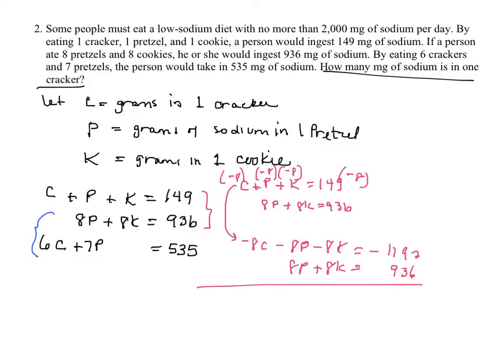Oh, look at this. These guys will add out, so I get negative 8C is equal to negative 256. I'm going to divide that by negative 8, and I'll get 32. 32 what, you may ask? 32 grams of sodium in one cracker. And they're just asking for the crackers, so I am done. I don't have to do anything else.